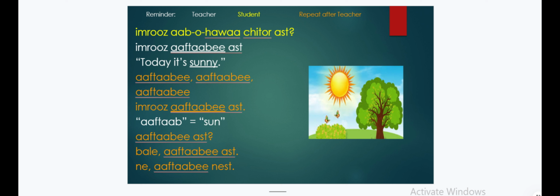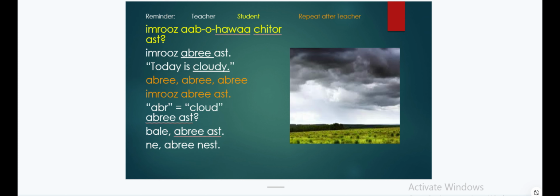Okay, if I say is it sunny? آفتابی است. بله آفتابی است. Yes, it is sunny. If it is not, نه آفتابی نیست. Okay, the next picture. امروز آب و هوا چطور است؟ How's the weather today?